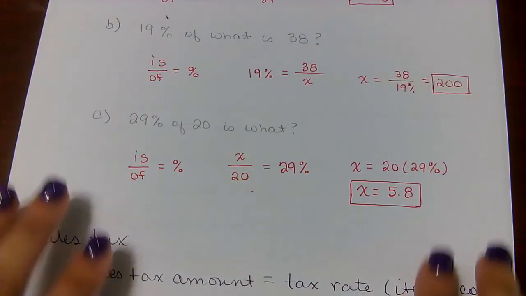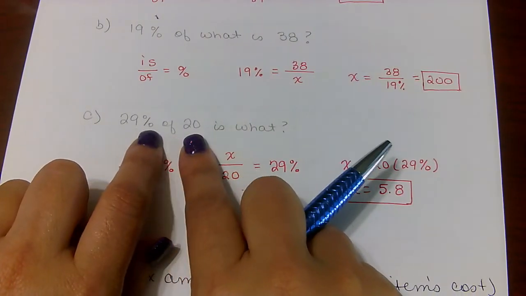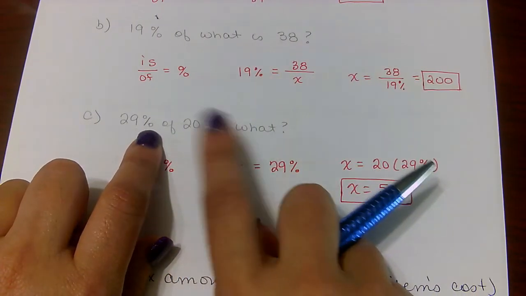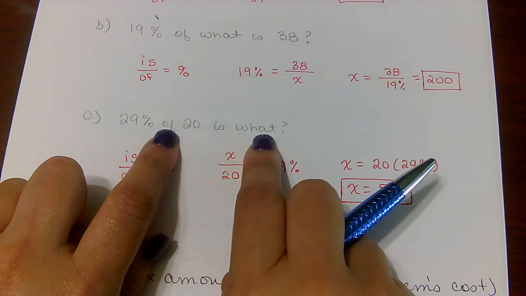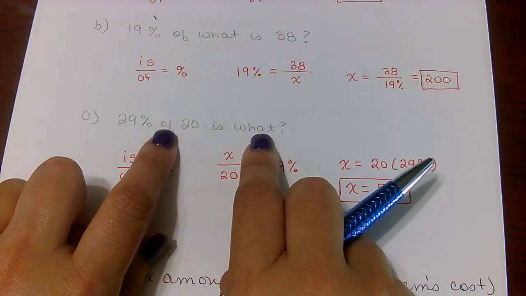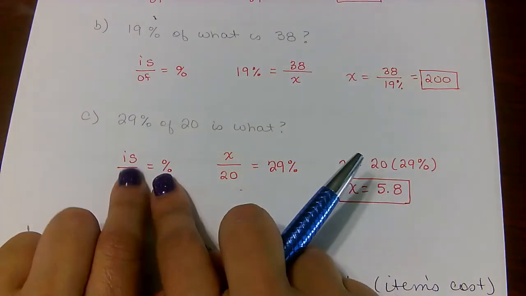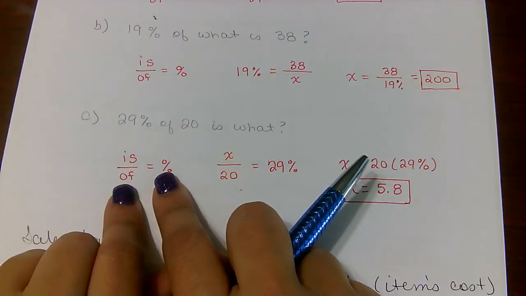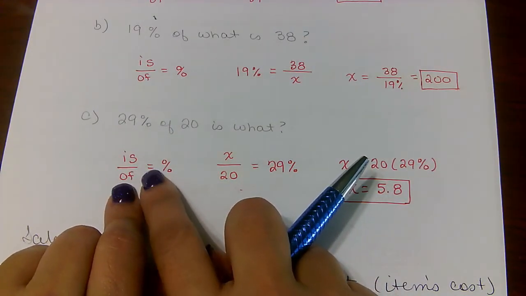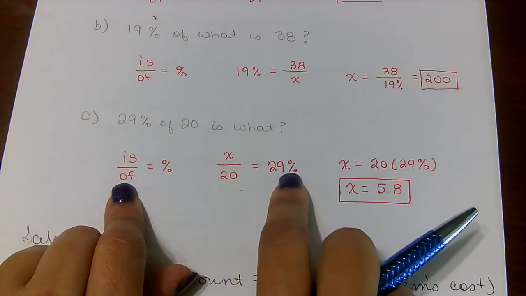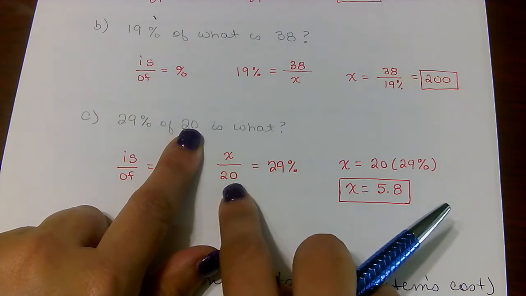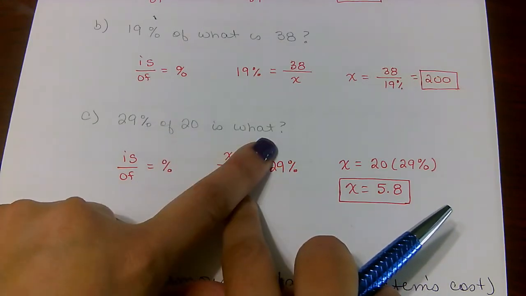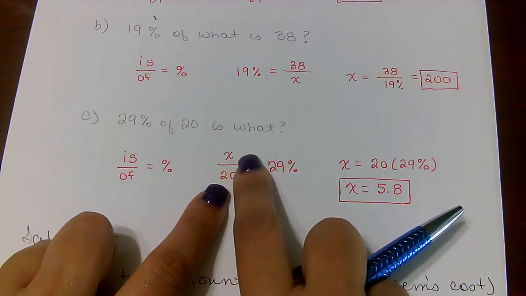Part C says 29% of 20 is what? Now we have the "of." We don't know what the "is" is going to be. So let's set up our equation. "Is" over "of" equals your percent. Here I have 29%. I know my "of," it's next to the 20. My "is" is our unknown, so that's where our x is going to be.